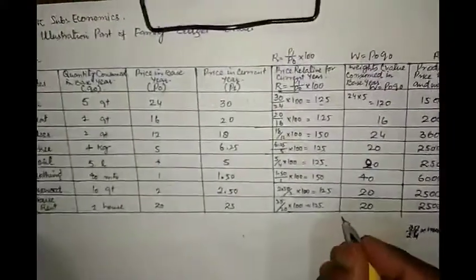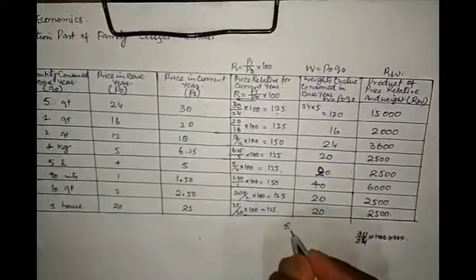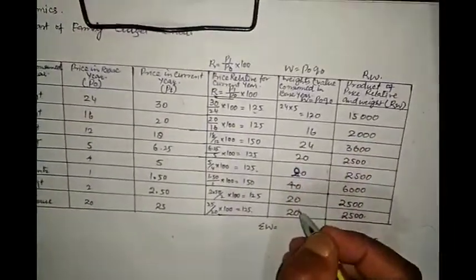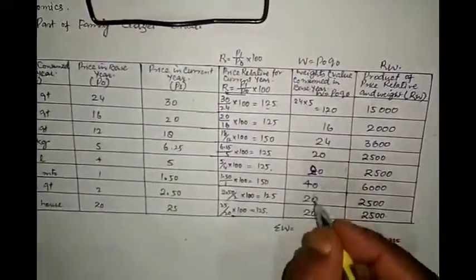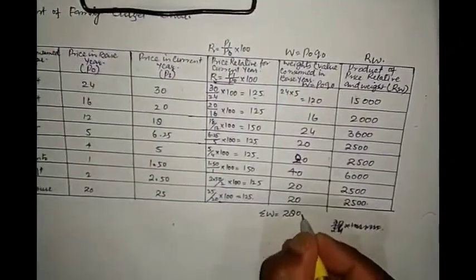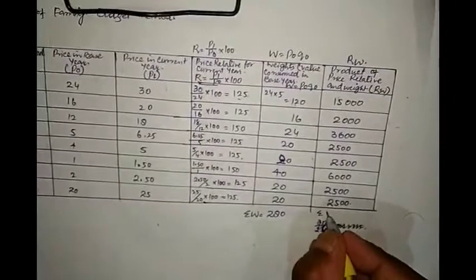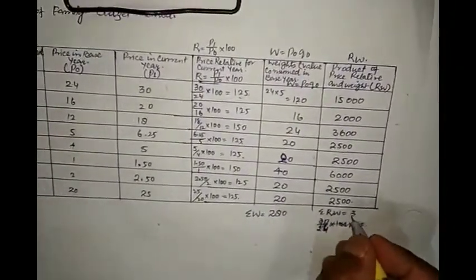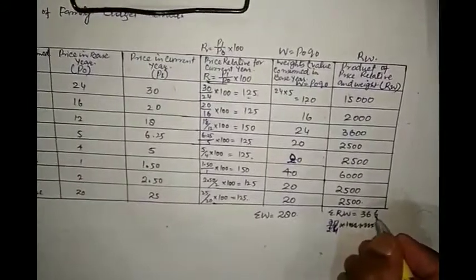Now summation of W is equal to, when we sum up all these values, 280, and summation of RW is equal to 36,600.